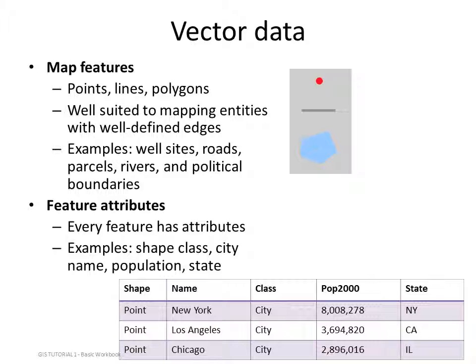As we look at vector data, map features are mapped out as points, lines, or polygons. Vector data is well suited to mapping entities with well-defined edges. For example, well sites, roads, parcels, rivers, and political boundaries. The feature attributes then look like the table below. The data you've been working with in your lab has almost all been vector data, where you see that point, line, or polygon symbol below the layer name. You can see here an example of an attribute table that shows shape, the name of the city, the class that the city is in, the population in 2000, and the state.